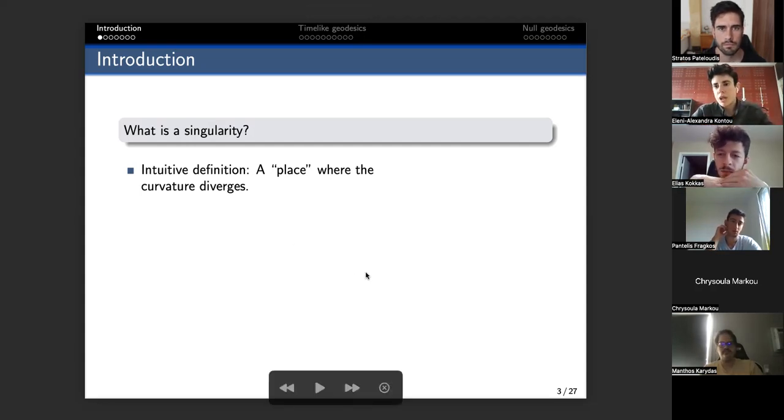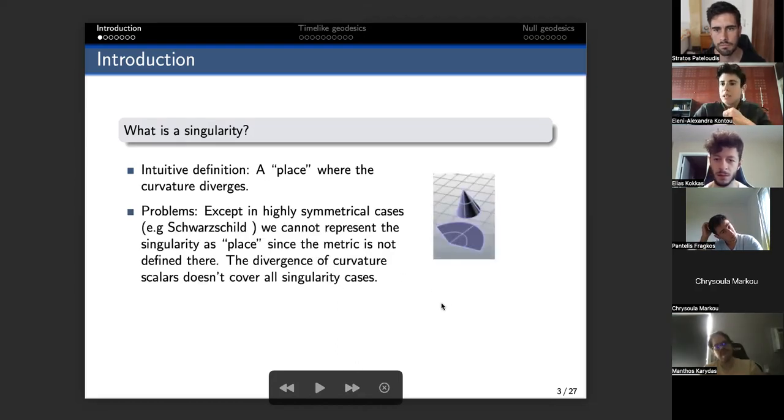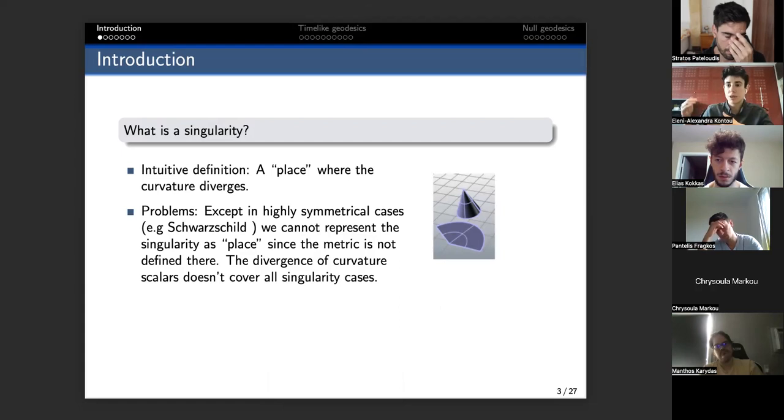Now, this definition has two problems. The first problem is the word place, and that's why I put it in quotes, because except in highly symmetrical cases like Schwarzschild, we cannot represent the singularity. In Schwarzschild, the singularity is represented as a boundary, but this is not always possible. The metric is not defined where we have the singularity, so we generally cannot talk about a place. The second problem is that the divergence of curvature scalars does not cover all singularity cases.